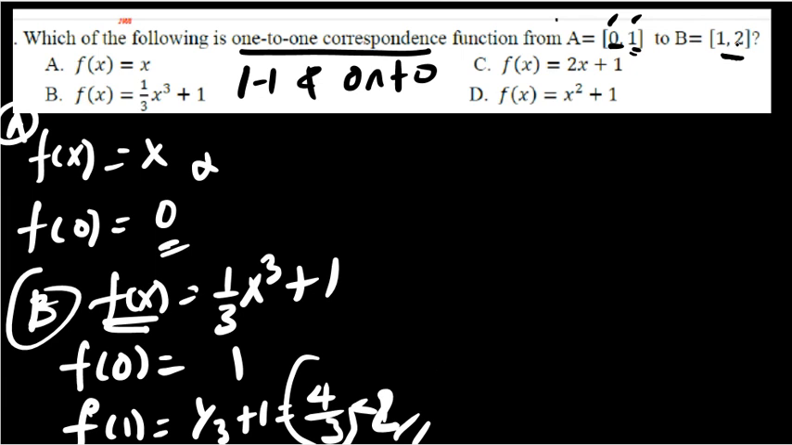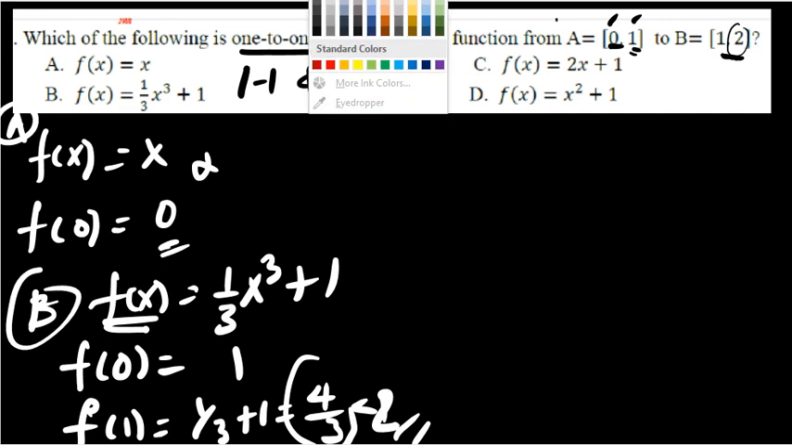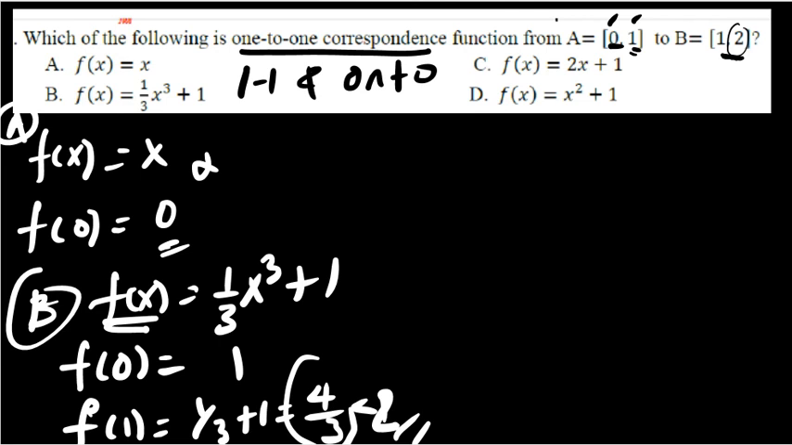That means, in another way, this 2 has no pre-image according to B, because the maximum outcome of B is 4 over 3, not 2. So 2 is without a pre-image, so it doesn't work. To be a one-to-one correspondence, it has to be one-to-one and onto. The 2 has no pre-image, which means it's not onto. Okay, what about C? Let's continue and check.